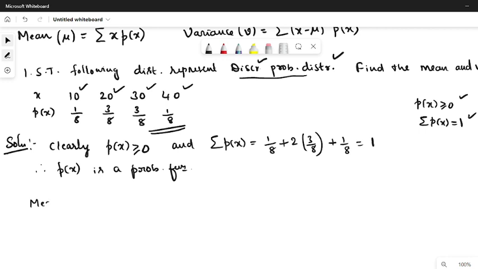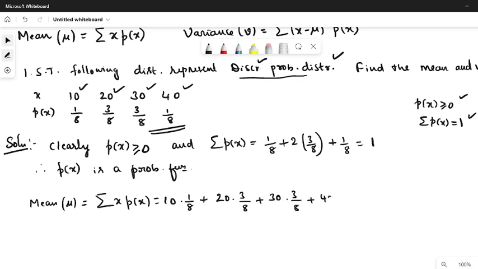So here mean mu equals, let us write the formula, summation x into p of x, that is 10 into 1 by 8 plus 20 into 3 by 8 plus 30 into 3 by 8 plus 40 into 1 by 8. So you can take 8 as a common factor: 10 plus 60 plus 90 plus 40. You can check that this summation will be equal to 200. So 200 by 8, it will be 25.